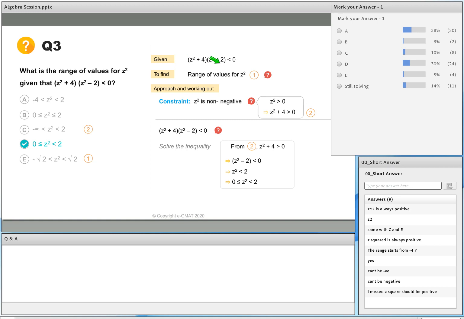I'm glad that you people realize this though. This shows that you have it in you. It's just that attention to detail, that habit that you have to build in yourself, that you do not ignore constraints. Yet again, you ignored a constraint. Z squared had to be non-negative. I hope everybody now sees the importance of this.